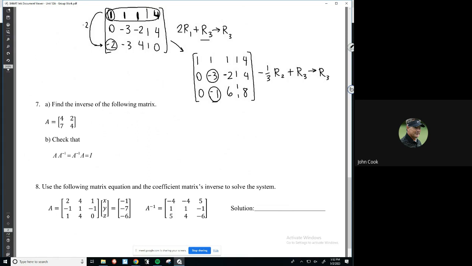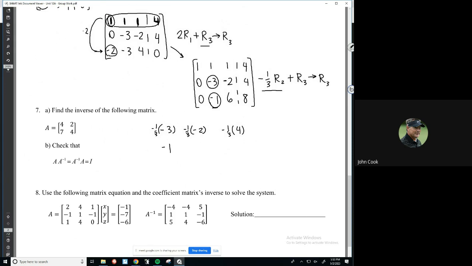Okay, so what I would do is I take negative a third of row number 2, so that'd be negative 3 times negative a third, and then negative 2 times negative a third, and then 4, so 4 times negative a third. And I'd add that on to the following numbers. Row number 3: negative 1 and 6 and 8. All right, so let's see what we end up with.